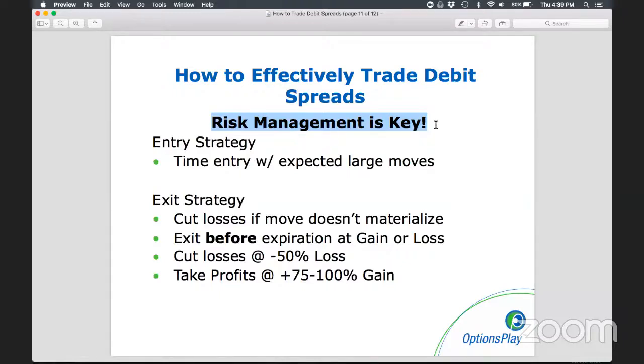No matter how good of a trader you are, emotions tend to get in the way sometimes. And when you have a simple strategy, it's easier for you to keep the emotion out of that because you just have a very simple set of rules that you follow. And the simpler those rules are, the easier it is to follow. And that's what I like about debit spreads, because the rules are really simple.